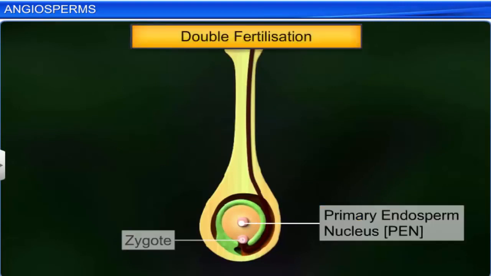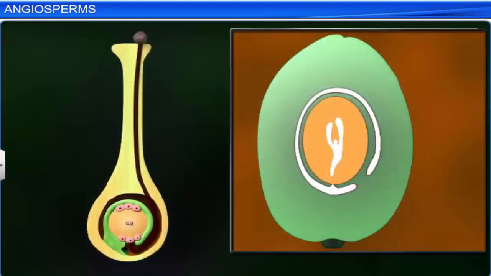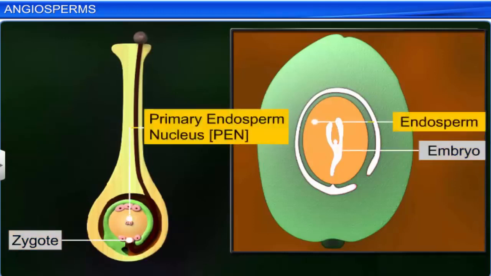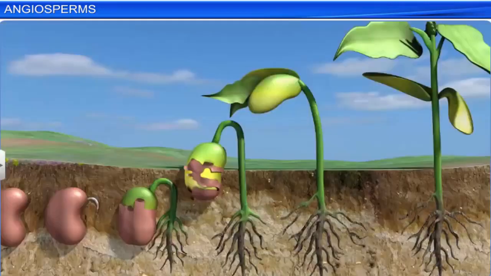This event is called double fertilization as it involves two fusions. Interestingly, double fertilization is observed only in angiosperms. After fertilization, the synergids and antipodals degenerate. On the other hand, the zygote develops into an embryo and the primary endosperm nucleus develops into an endosperm, which nourishes the zygote. Simultaneously, the ovule develops into a seed and the ovary into a fruit. The seed germinates and the embryo develops into a new plant.